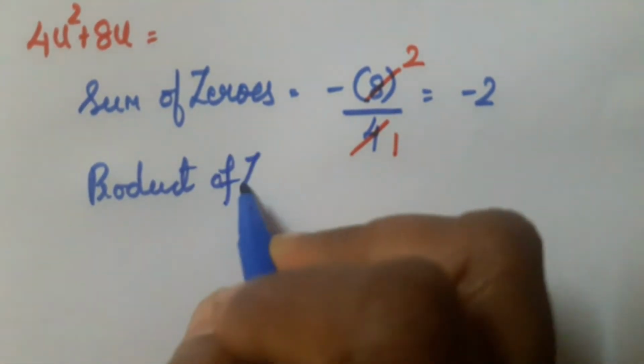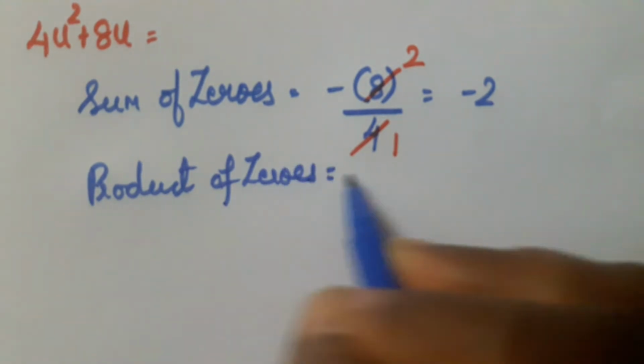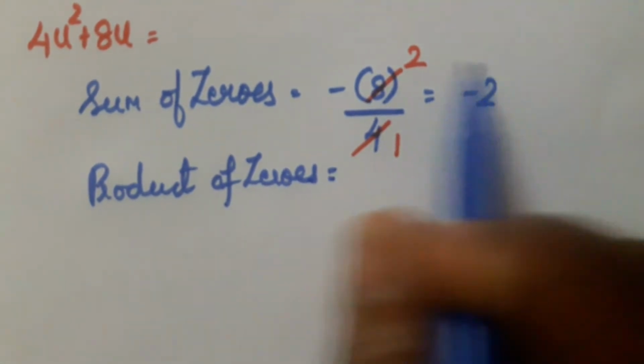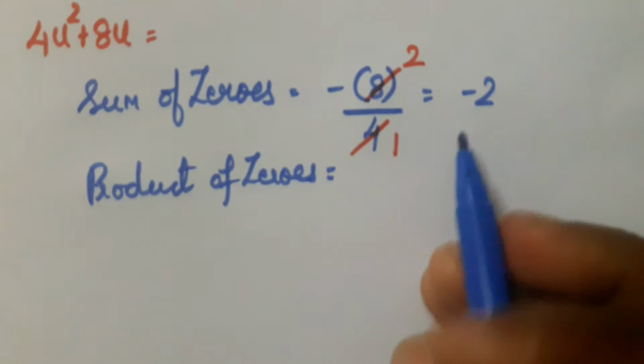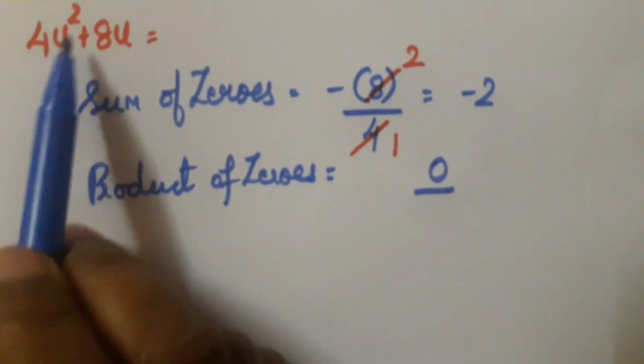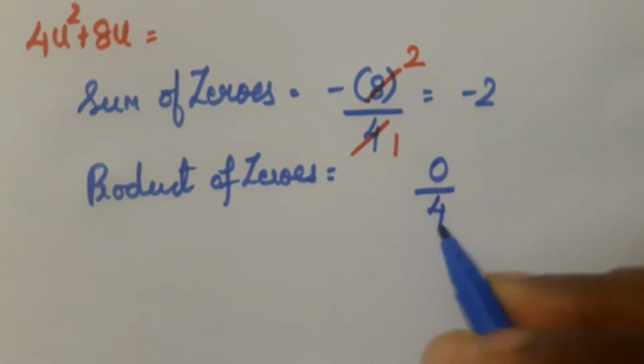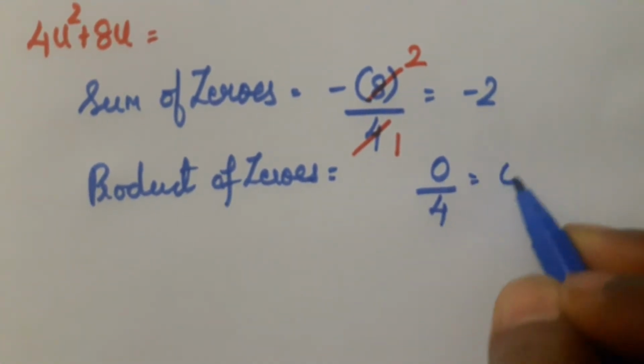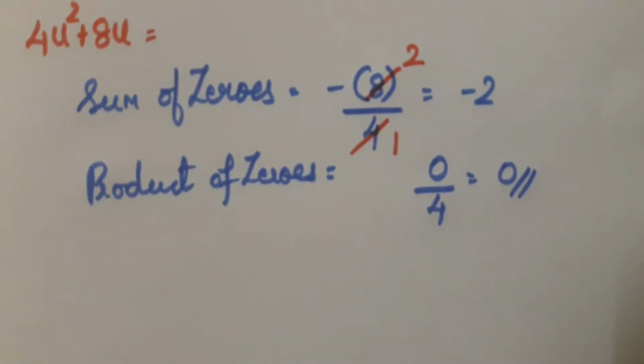Product of zeros is constant term. Do we have a constant term? No. So let me put it as 0 divided by the coefficient of u square, that is 4. So 0 divided by 4 is 0, right?